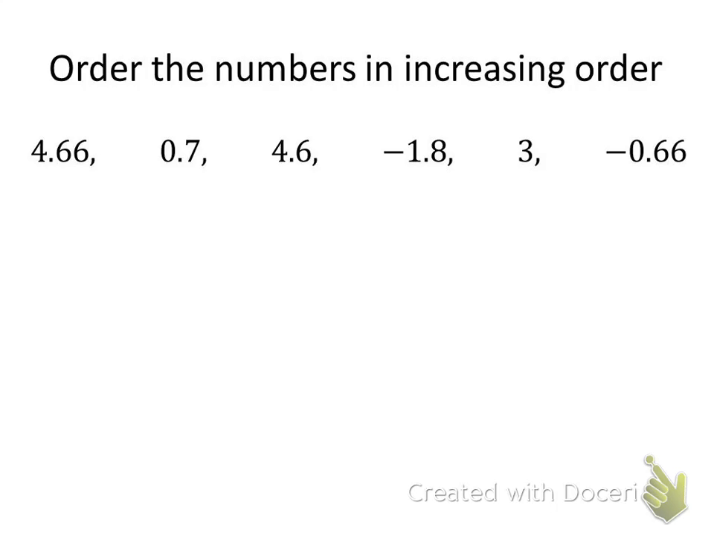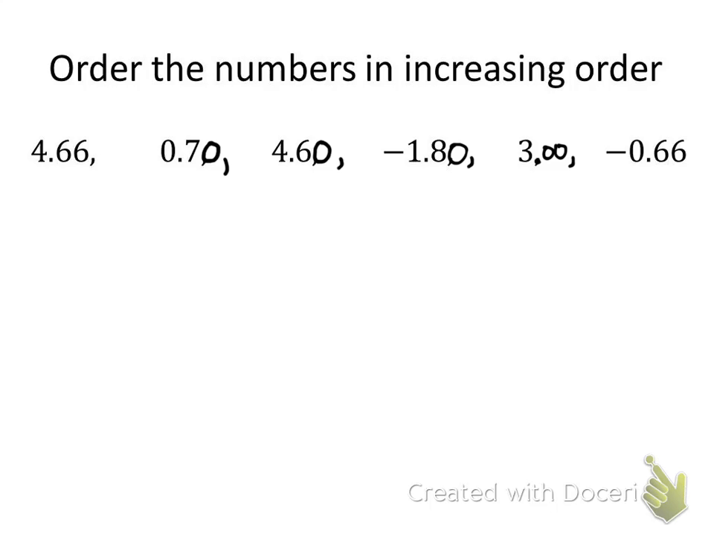So let's do that. So we've got $4.66, 0.7. How would I write that as money? Would it be 7 cents or 70 cents? 70, because remember there's always two decimal places in money. So you'd put the 0 at the end. 4.6, that's $4.60, okay? Negative $1.80. Then I've got 3, so that would be $3, okay? And then negative 66 cents.